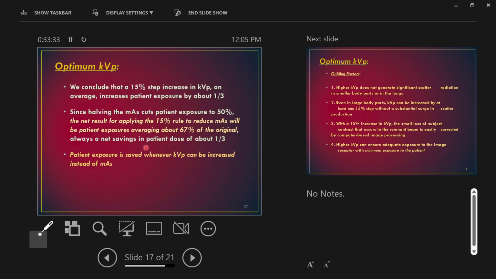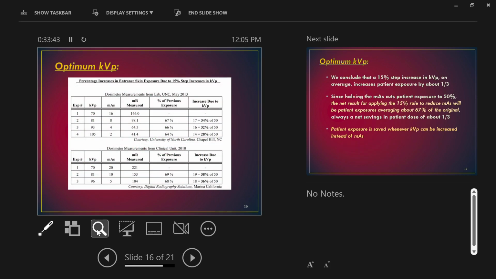But so, you can get away with about 1 or 2 15% increases in kV while subsequently cutting mass in half. So with this one, that's good. That's also okay. That might also be okay, right? But you start to get to this number, right? 3 steps of increase in kV with subsequent mass changes going down.